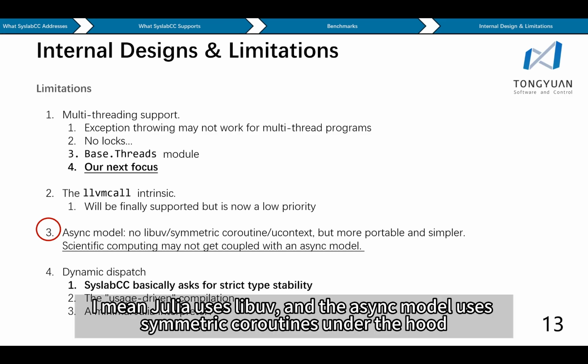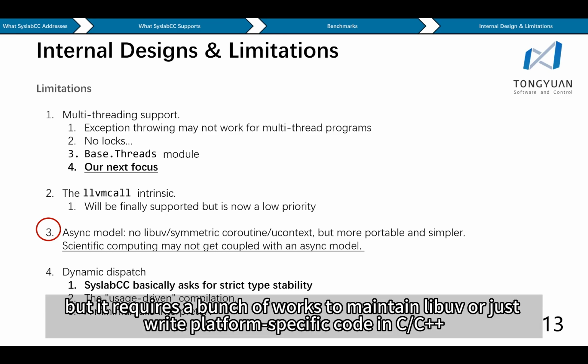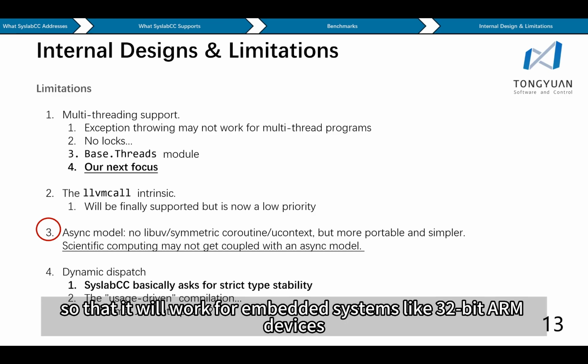Julia uses libuv, and the async model uses symmetric coroutines under the hood. And it's possible to use libuv or implement our own symmetric coroutines using uContext or fibers in C or C++, but it requires a bunch of work to maintain libuv or just write platform-specific code in C or C++. But the major goal for SyslabCC is generating highly portable code with minimal platform requirements, so that it will work for embedded systems like 32-bit ARM devices.